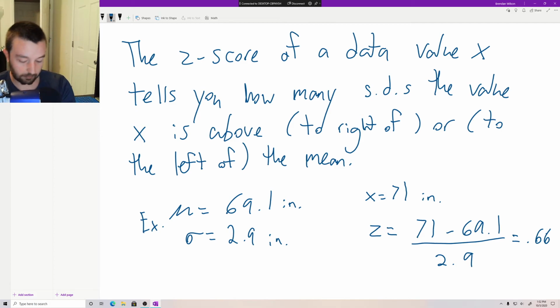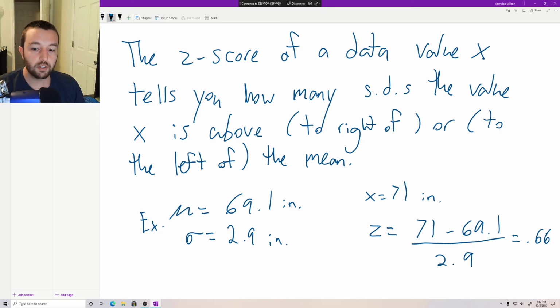So it's approximately 0.66 standard deviations above, because we rounded. What we did earlier, we saw that it was within one standard deviation, but this tells us exactly how many standard deviations above it is.